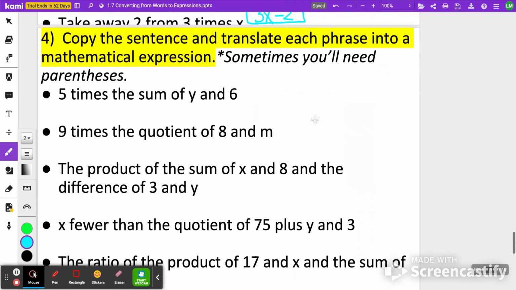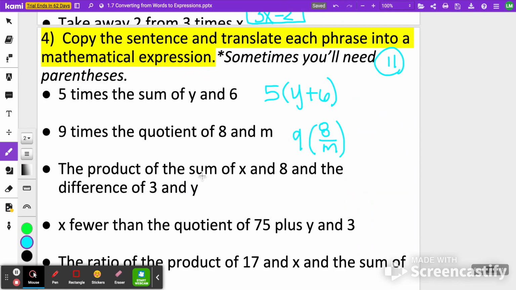Our last set of examples, if you haven't had a chance now, maybe pause the video and try these on your own. And when you're ready to check them, go ahead and click play. 5 times the sum of y and 6 just means 5, parentheses, and then show the sum of y plus 6. 9 times the quotient of 8 and m. The quotient of 8 and m just means 8 divided by m. And then 9 times that amount would be just on the outside.